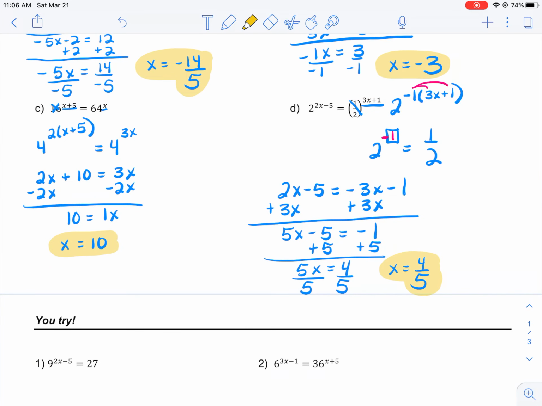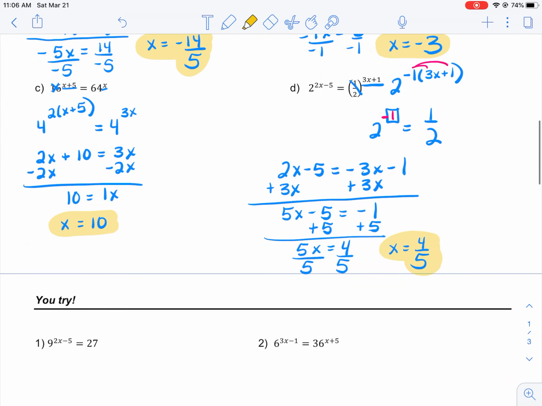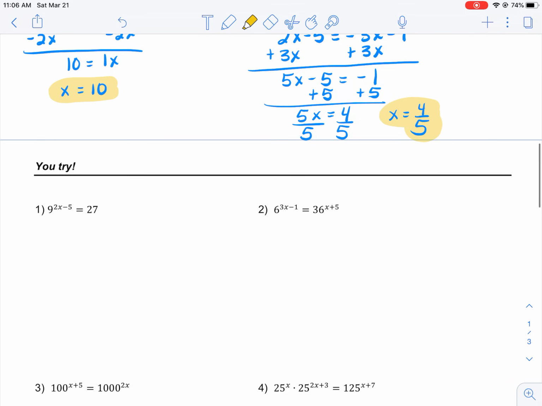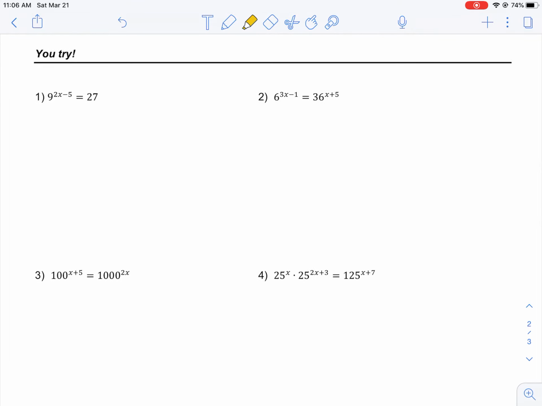So that is the end of our lesson on solving exponential equations. I'm not going to assign an additional assignment today. I want you to try these 4 problems. Pause the video, try these 4 problems, and then check your answer. And your only homework tonight is going to be to finish your Math Excel, which is due on Wednesday.